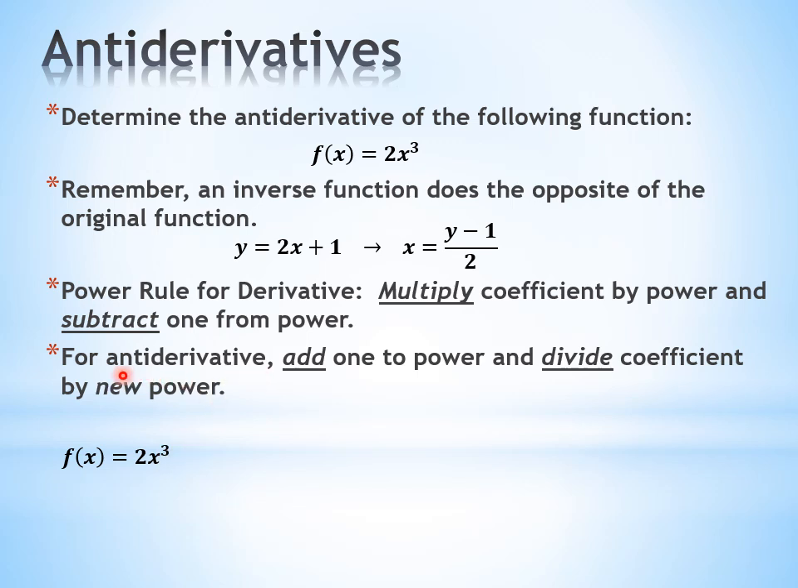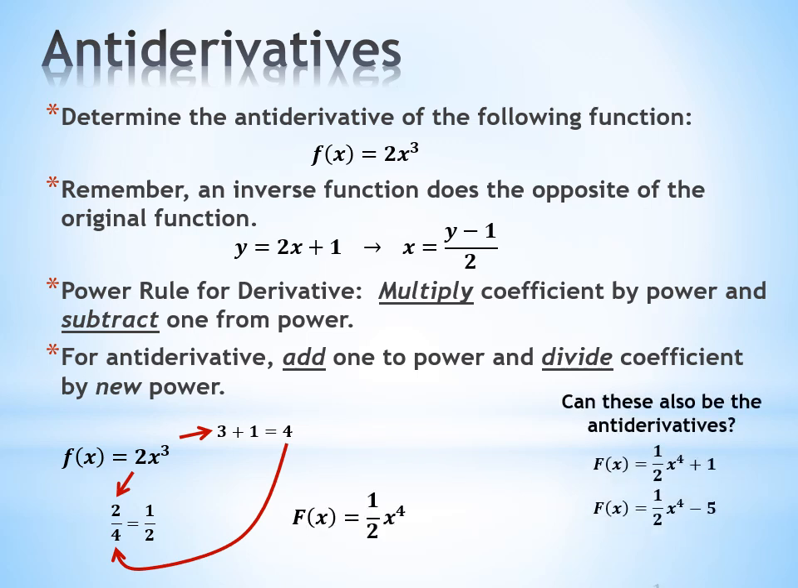But when we take the antiderivative, we go in reverse. So instead of subtracting 1 from the power, we're going to add 1 to the power. And instead of multiplying by the coefficient, we're going to divide by the new power. So for here we have 2x to the third. The first thing we're going to do is add 1 to that exponent, which gives us 4. And then from there, we're going to divide by 4, so 2 divided by 4 gives me 1/2. So then this is going to be my integral function.